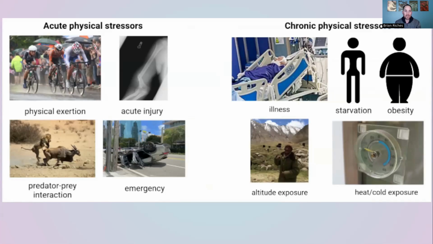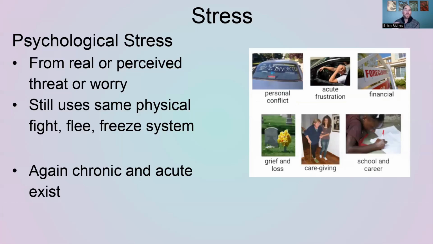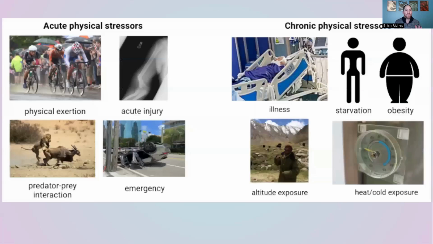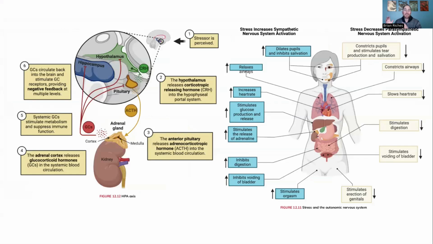In addition to these stresses, we have psychological stresses. These might be real or perceived threats or worries, things like conflict, frustration, financial debt, grief or loss, stresses around your career, getting tasks done in enough time, mortgage payments, right? Again, these can be acute or chronic, but they use the same system. Even if these are psychological stressors versus physical stressors, it's still using these same stress systems neurologically and biologically. So that's our stress system. Any stress has to go through the same system.